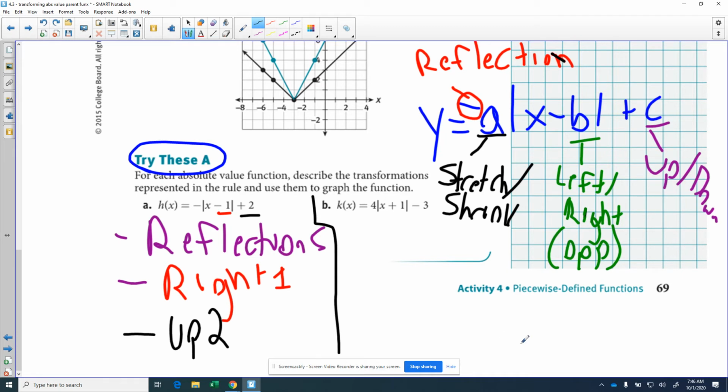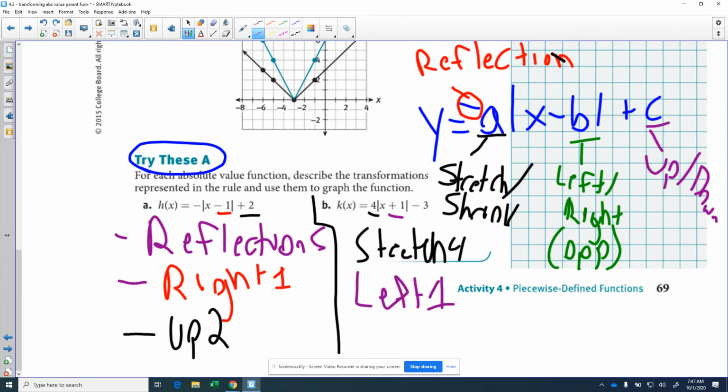And just like that, I can describe everything that's going to happen to that graph just based off those three values. In letter B, it's the same idea. The 4 in front is going to cause a stretch. So we have a stretch of 4. The +1 on the inside, because it's positive, I have to do the opposite. So it's left 1 unit. And last but not least, we have a -3 on the outside, which is just going to make it go down 3. And just like that, I can label out all my transformations and basically state them in this problem. And it's just easy as that.